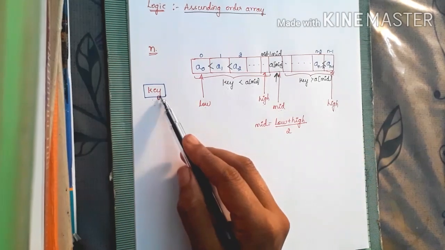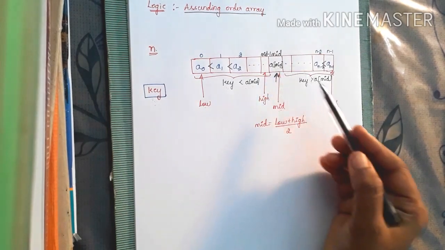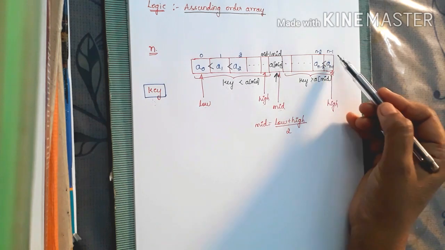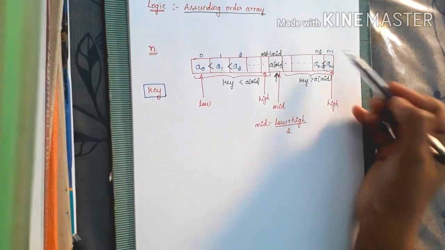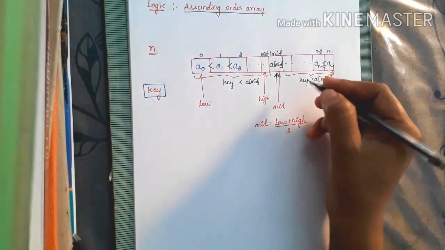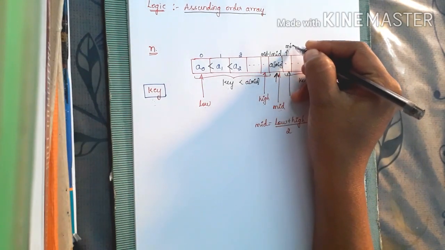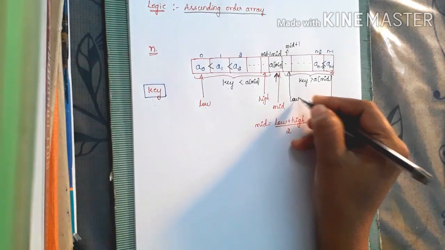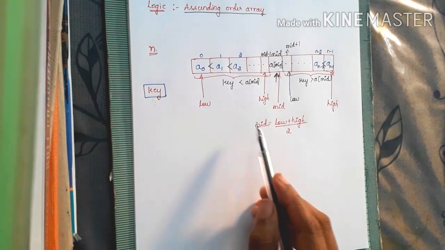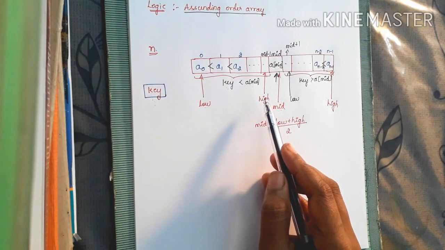Similarly, in case the key element is greater than the middle element of the array, we need to search the second half of the array. The position of the last element of the second half remains the same, that is n minus 1, that is the high value is n minus 1, but the position of the first element is changed. What is the position of the first element? Mid plus 1, that is the low value is changed to mid plus 1. Like this we repeatedly apply the binary search technique to search the key element in the given array.